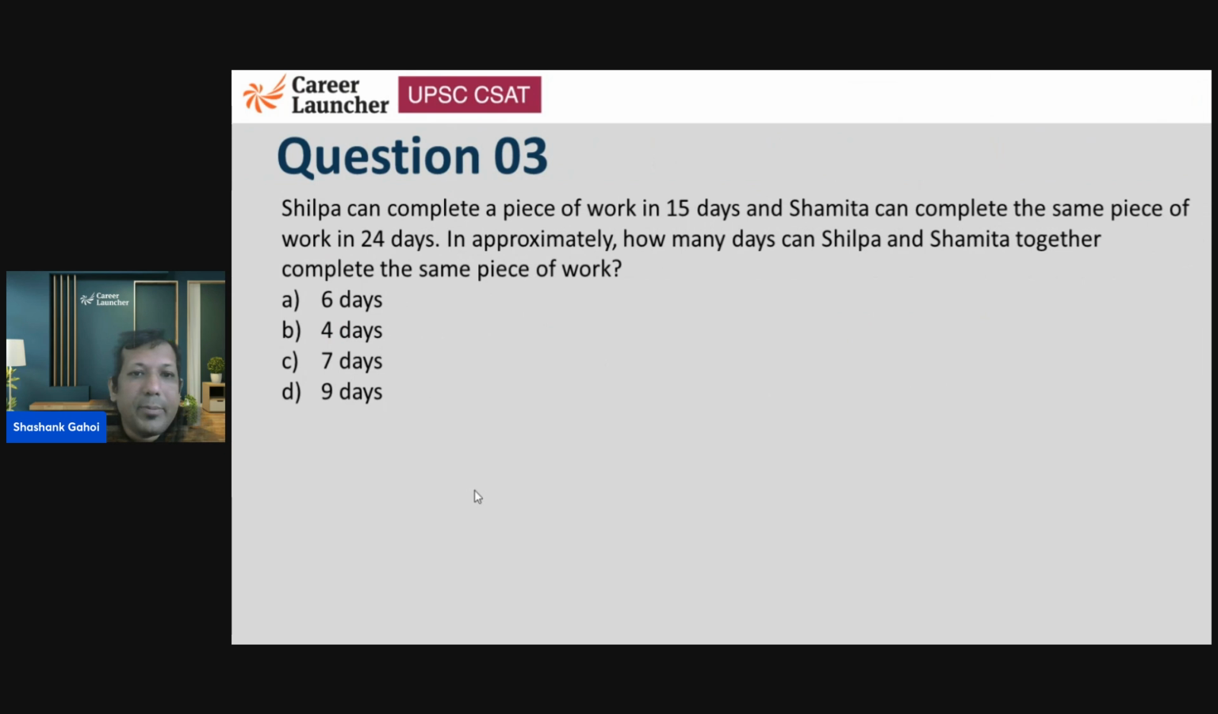Now Shilpa can complete a piece of work in 15 days. Shamita can complete the same piece of work in 24 days. In approximately how many days will they finish the work together? Shilpa is taking 15, Shamita is taking 24. I am assuming that the total work is the common multiple of these two, so I am saying total work is 120. Now, what is the efficiency of Shilpa? That's going to be 8. What is the efficiency of Shamita? Let's say that is 5. So what is the cumulative efficiency? That is going to be 13.